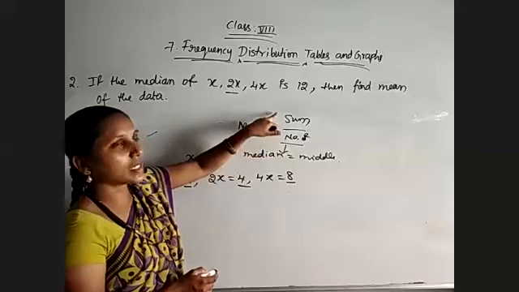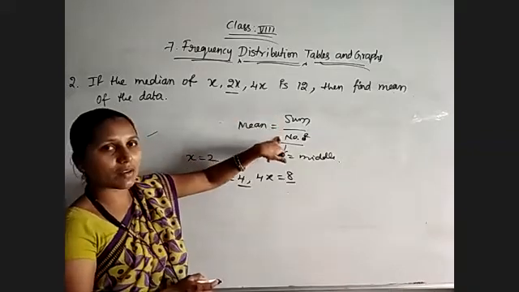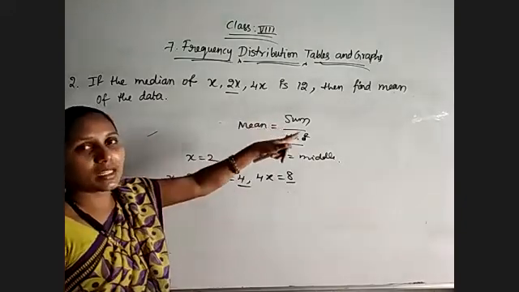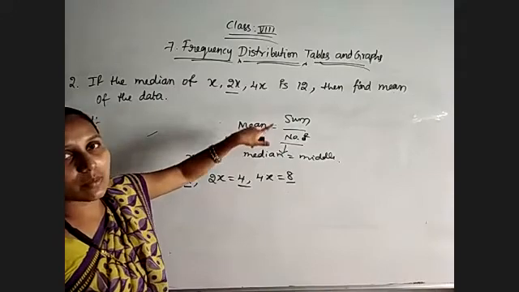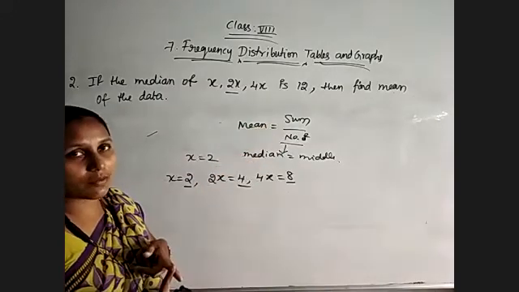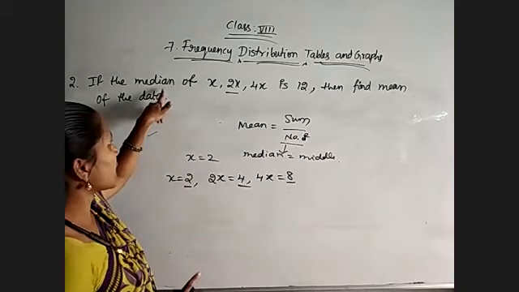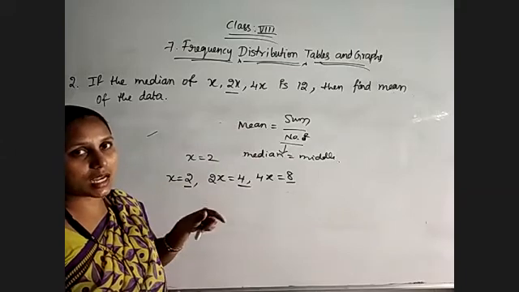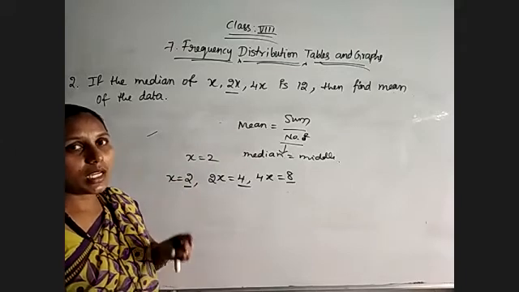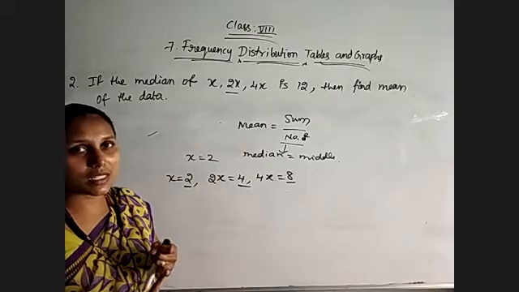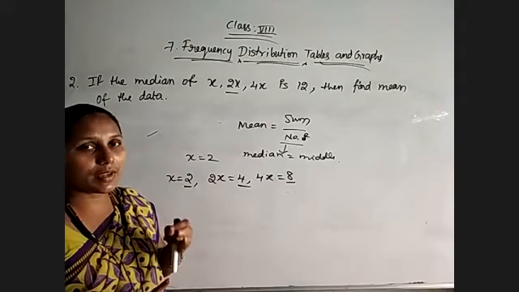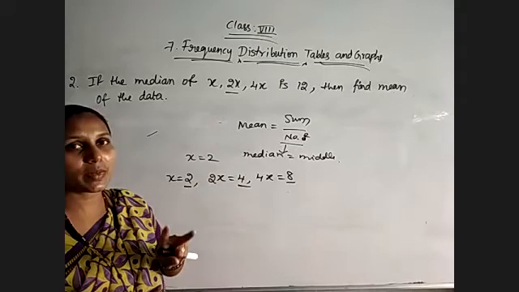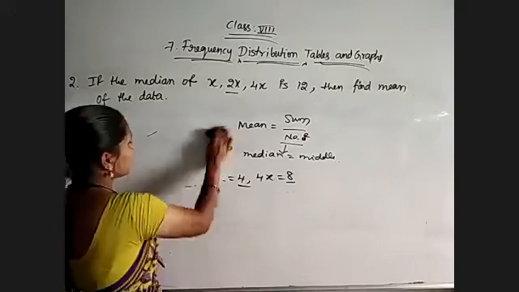Coming to mean, it depends on both the sum of the observations and the number of observations. So if they are asking any question related to mean, take the formula sum of observations by number of observations. In that, find out what is missing. And if they are asking about median, arrange the given data in ascending or descending order and select the exact middle value. If odd observations are there, we get only one value. If an even number of observations are there, we will get 2 middle values.